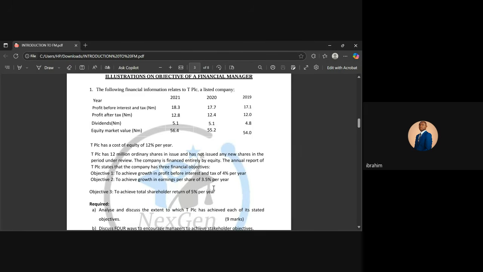If they did not achieve it, it means that they are not creating a value for the shareholders, because they said this is what they want to achieve. Did they have any increase in their earnings per share? Yes or no? Right? Now, objective 3, to achieve total shareholder return of 5%. The question is, did they actually meet up with the shareholders return of 5%?